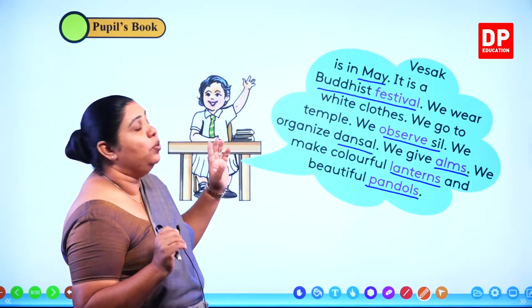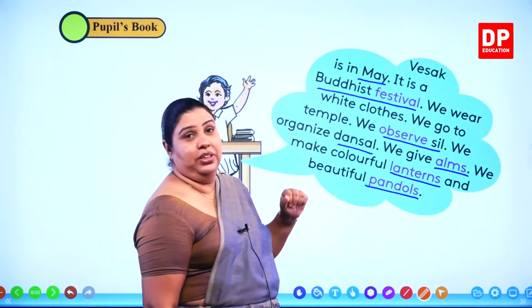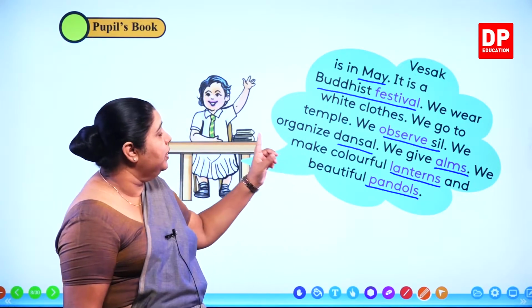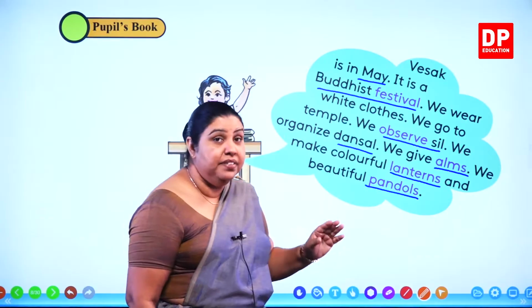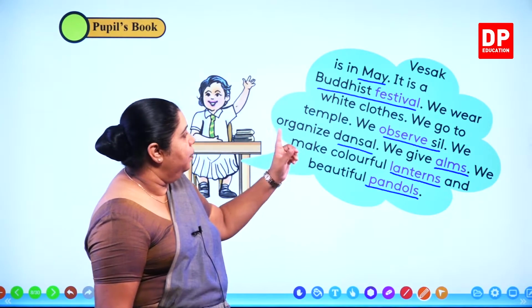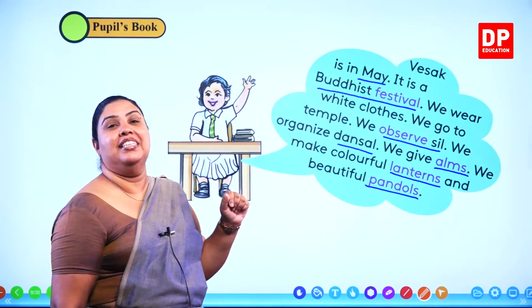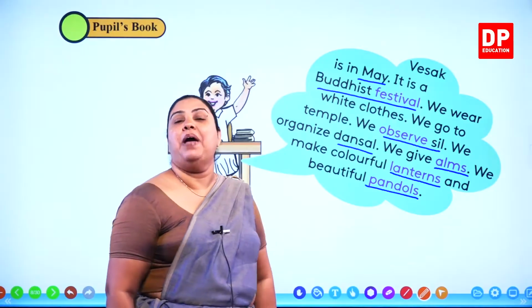It is a Buddhist festival. That's right. We wear white clothes. We go to temple. We observe sil. We organize dansal. We give alms. We make colorful lanterns and beautiful pandals.